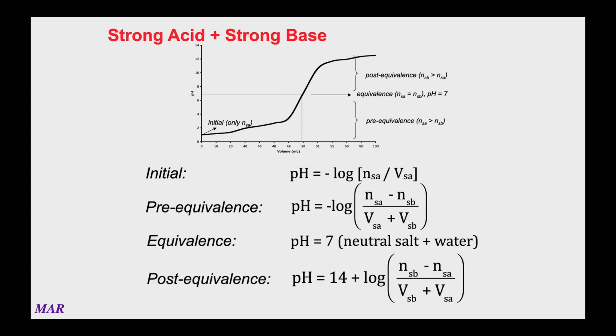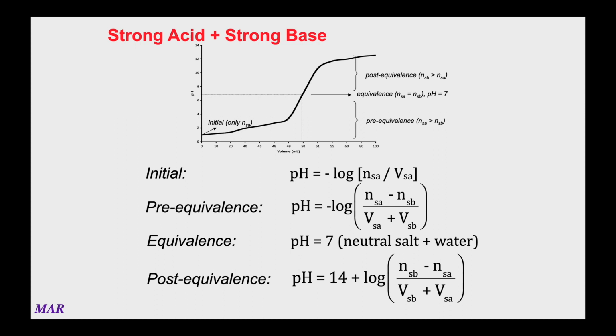Now initially you have just the strong acid, so pH equals minus log concentration of the strong acid. But we're going to see, because there's so many moles and volumes here, sometimes it's good to think about them in terms of moles of strong acid over volume of strong acid. So either way is fine.